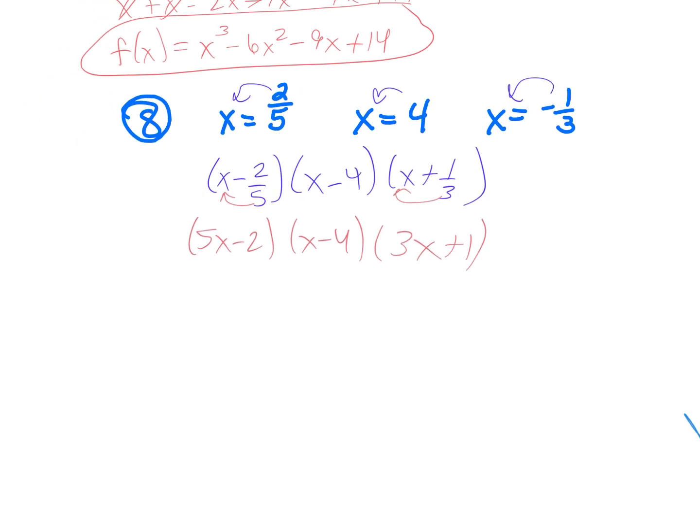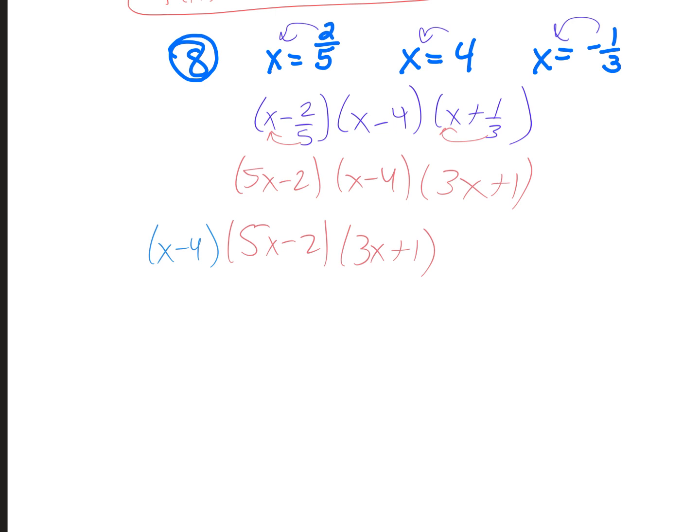I'm going to change it up a little bit. I'm going to put the x minus 4 out in front and deal with that later. I'm going to FOIL 5x minus 2 and 3x plus 1. They're the same answer, right? I'm just going to do it a little different so you guys can see you get the same thing. So leave my x minus 4 here. 5x times 3x is 15x squared. 5x and 1 is plus 5x. Negative 2 and 3x is minus 6x. And negative 2 and 1 is minus 2. So when we combine like terms, you have 15x squared minus x minus 2.